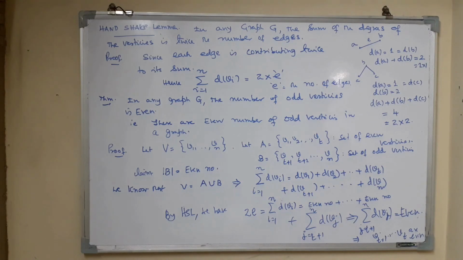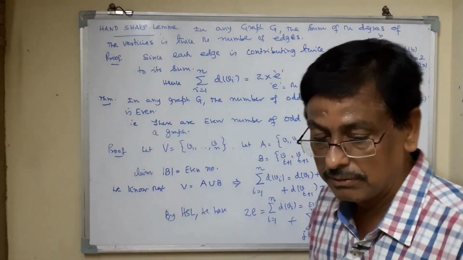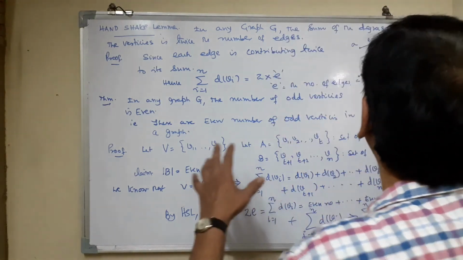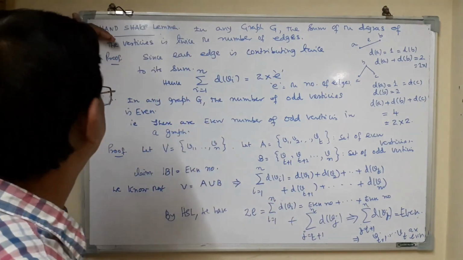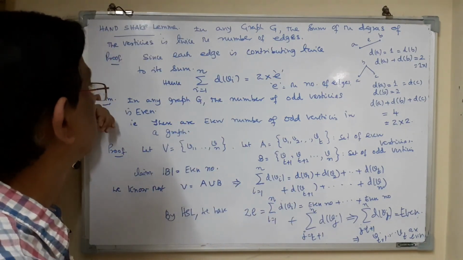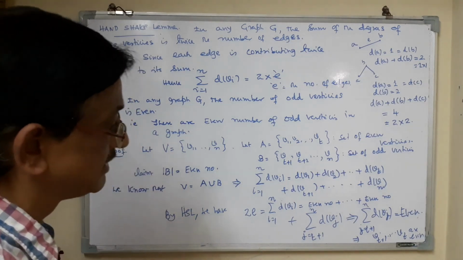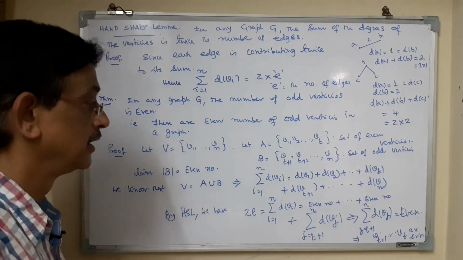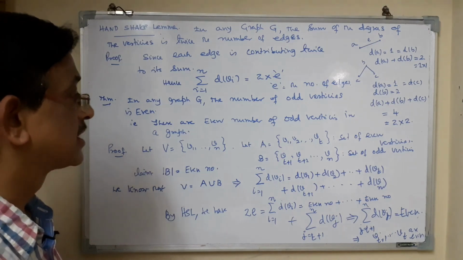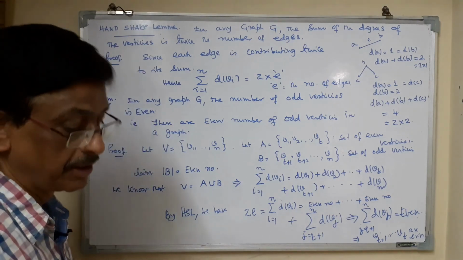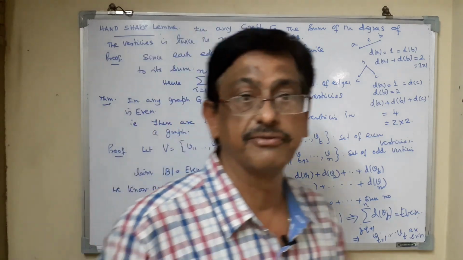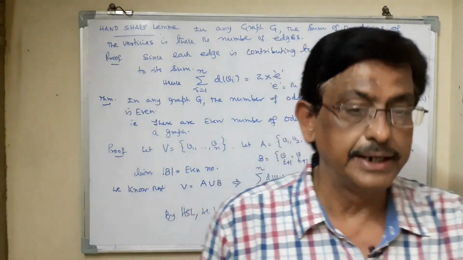Now, this is what I have about the handshake lemma and determining the number of odd vertices in a graph and the basic definitions. In the next lecture, I would like to write about the types of graphs and their properties.